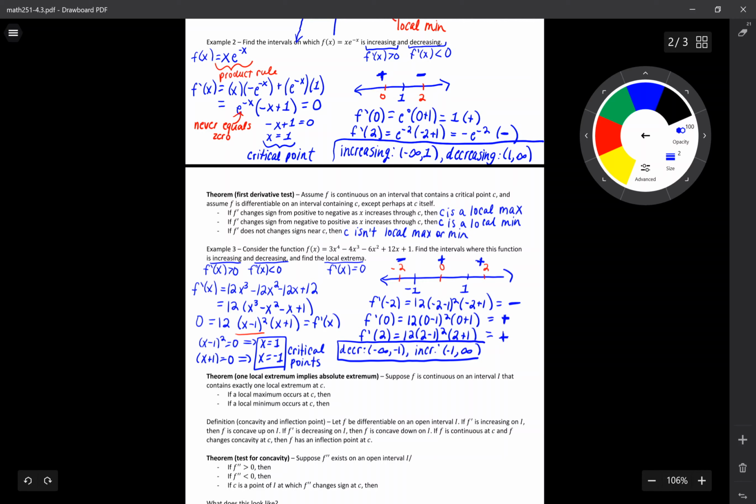Well, according to my first derivative test at the top of this page, if f prime changes signs, then I know that I have a local max or min. In this case, my derivative does change signs from negative to positive at negative 1. And according to our first derivative test, if I change from negative to positive, that means that c is a local min. So I have a local min at the point x equals negative 1.